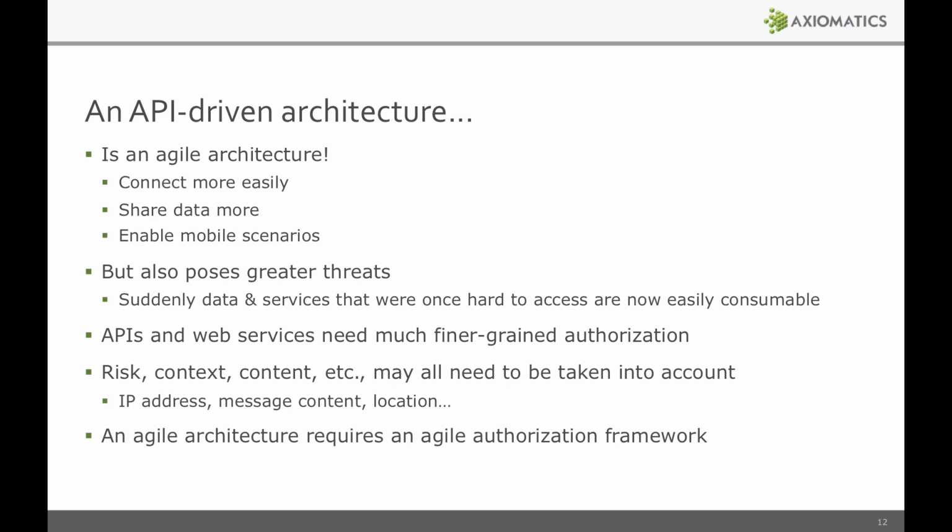A user identity, a user role is no longer enough. We need more. We need to take into account risk, context, the content of the message, and that's where APIs are going to be such a great help, because they expose the content of what's being exchanged between the client and the backend, the service. In other words, to summarize that, what we really need for the agile architecture is an agile authorization framework, and that's where ABAC steps in.